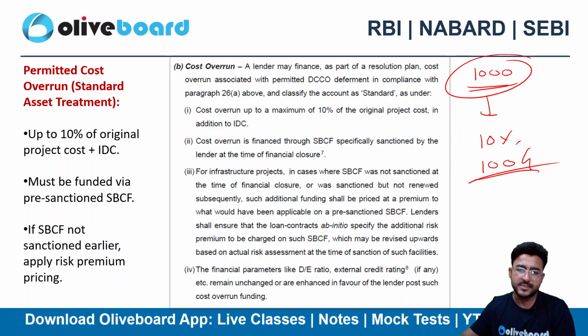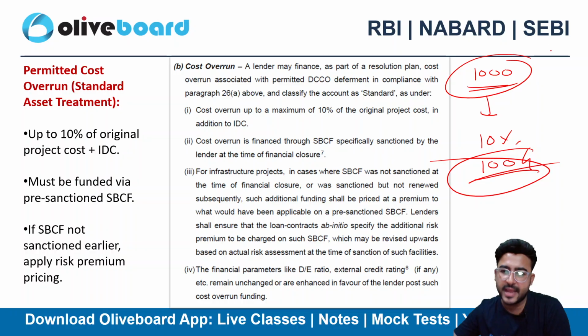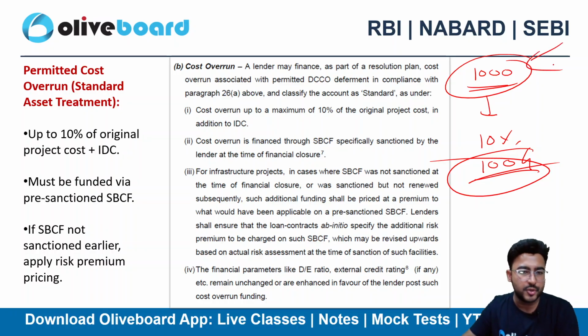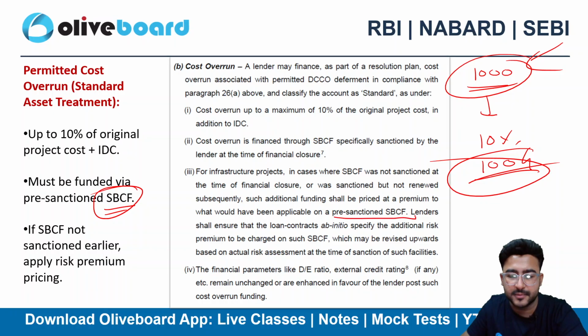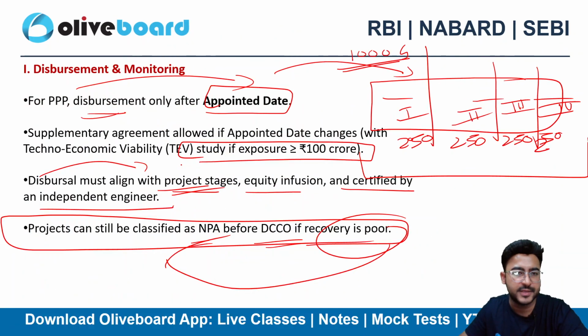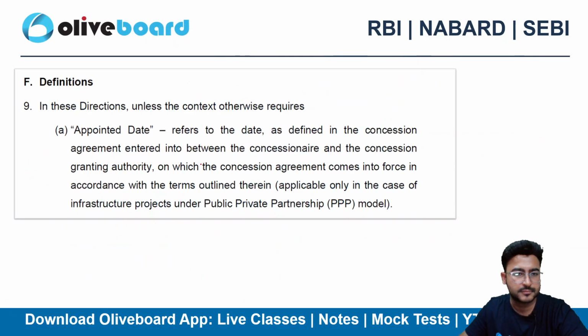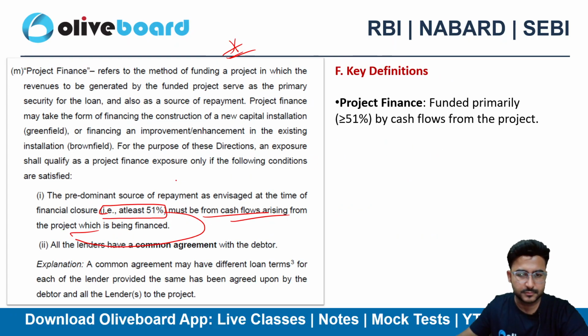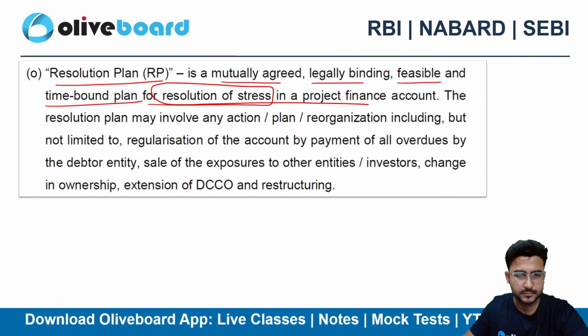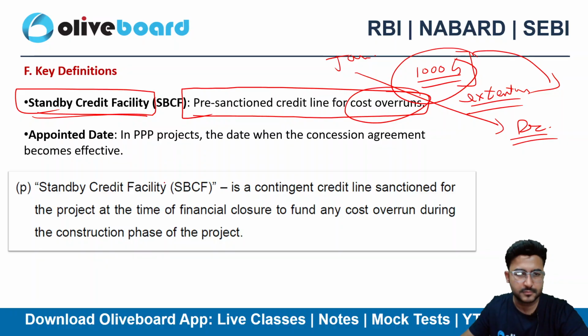And how this 100 crore will be financed? Because the bank has only committed for 1000 crore. Do you guys remember the SBCF credit facility, right? That we discussed in the initial part of this lecture. There is already a pre-sanctioned credit limit, right? Let me just quickly show you. Standby credit facility, right? Standby credit facility.